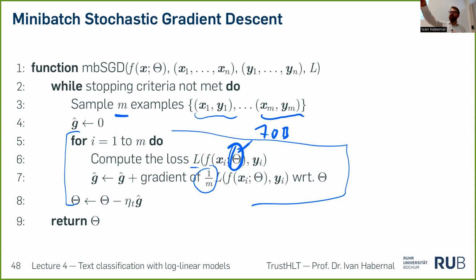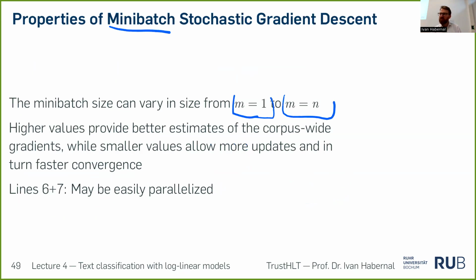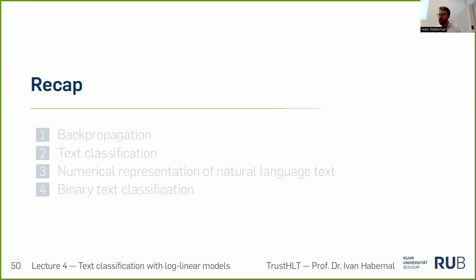So this is the mini-batch stochastic gradient descent. This can be parallelized, which is great, and lets us make it faster. Recap.